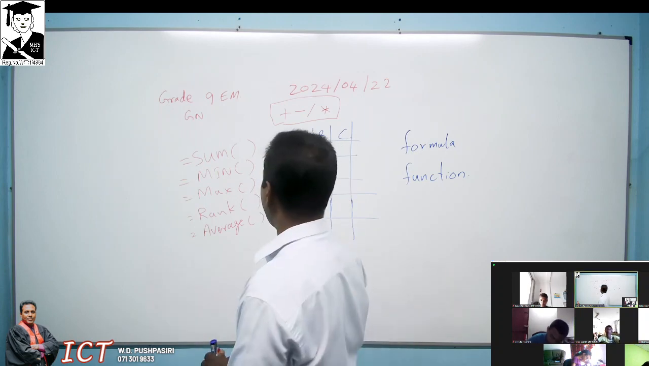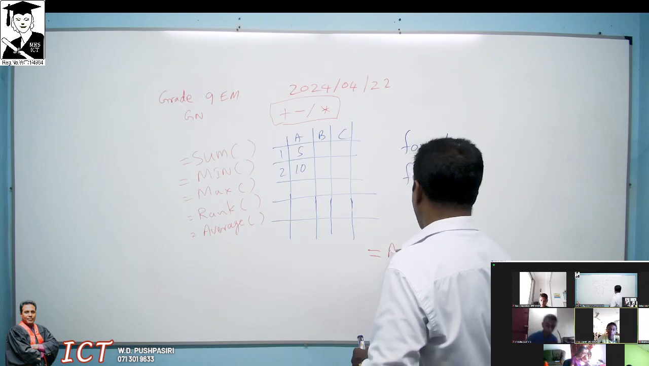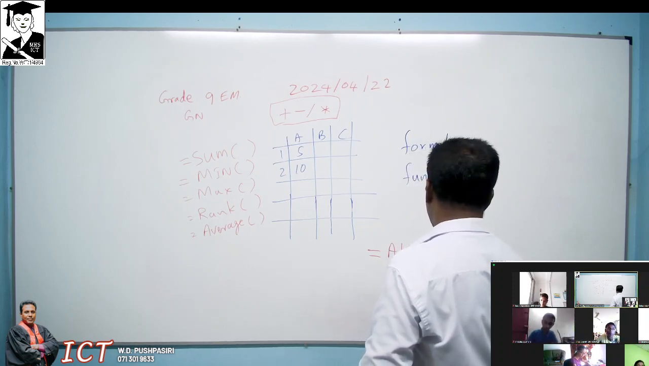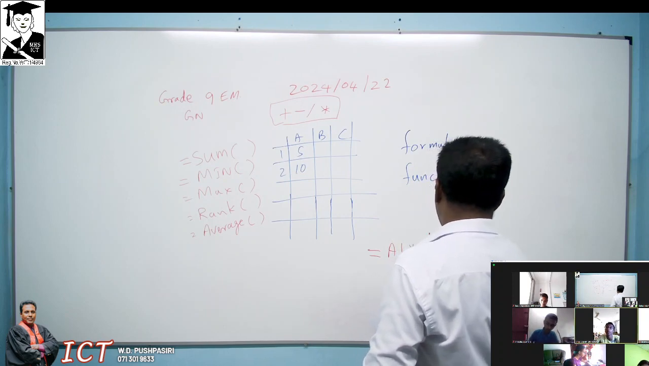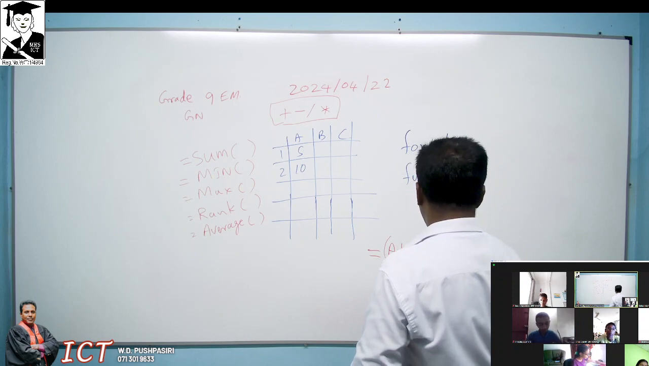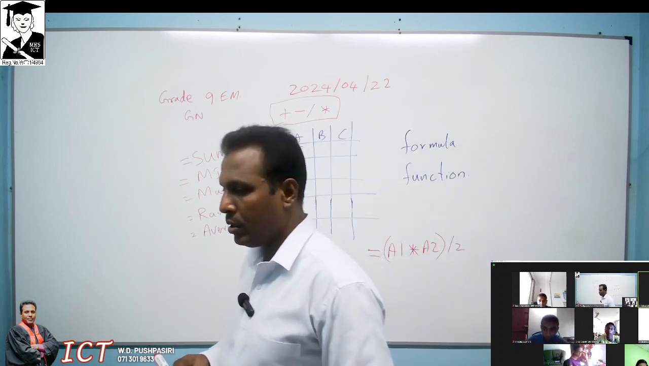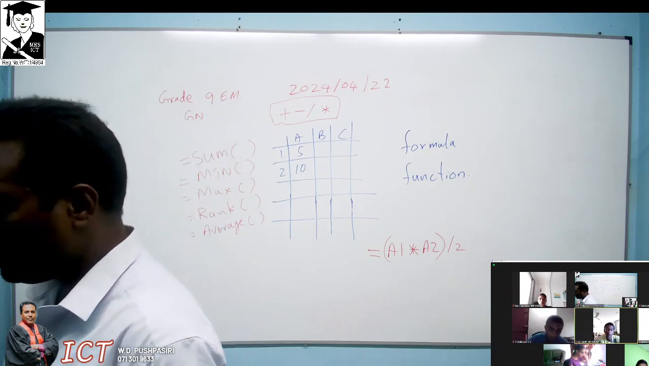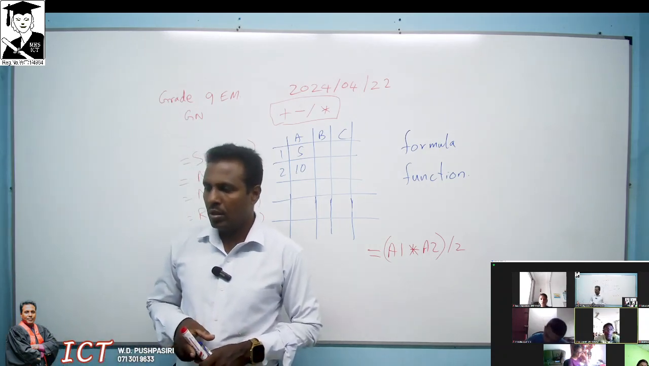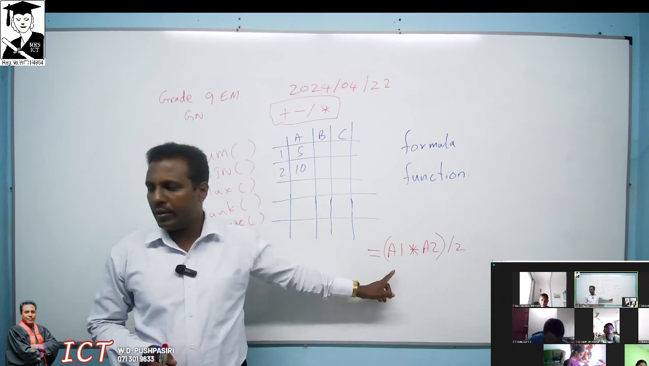Example, you can write down an example like here: equal a1 multiply by a2 in bracket, divide by 2. Okay, just write down as an example.